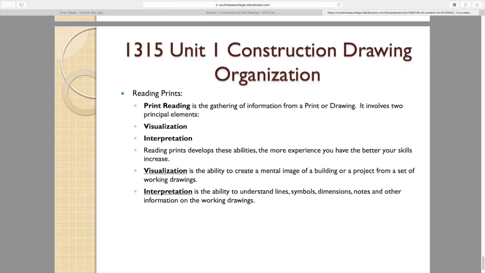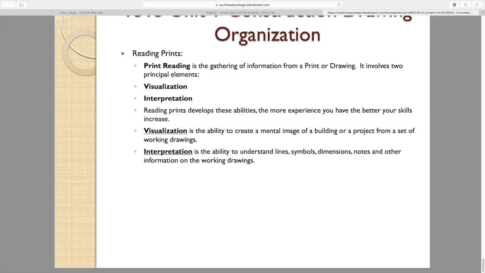What does that symbol represent on the set of drawings? Does that mean that I have to go down on the foundation? Is there a drop? Is it going to go higher? All of that information, you're going to interpret it. And again, you will learn that. That's the purpose of the class.